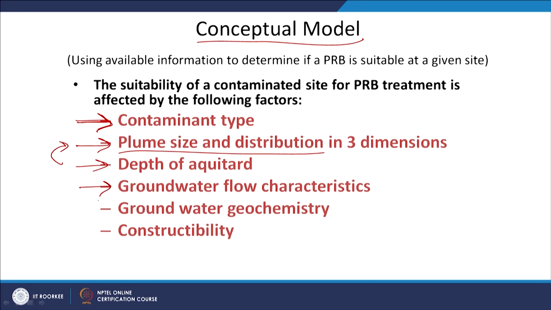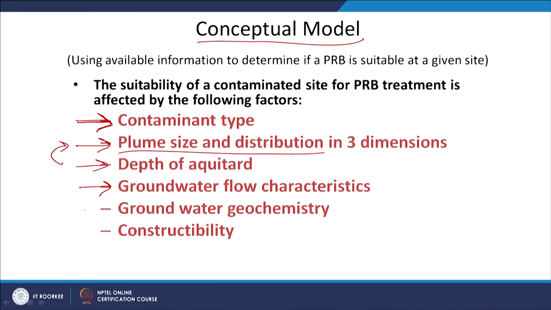Groundwater flow characteristics, obviously you need to know the hydraulic conductivity and the relevant velocity and such. And groundwater geochemistry, as in are there any other compounds in that particular aquifer that can either aid or hinder the reactions that would be promoted in the PRB. For example, you have zero valent iron and you have water that has considerable dissolved oxygen. So what is going to happen here? The oxygen, which is an electron acceptor, will react with zero valent iron, which is an electron donor.